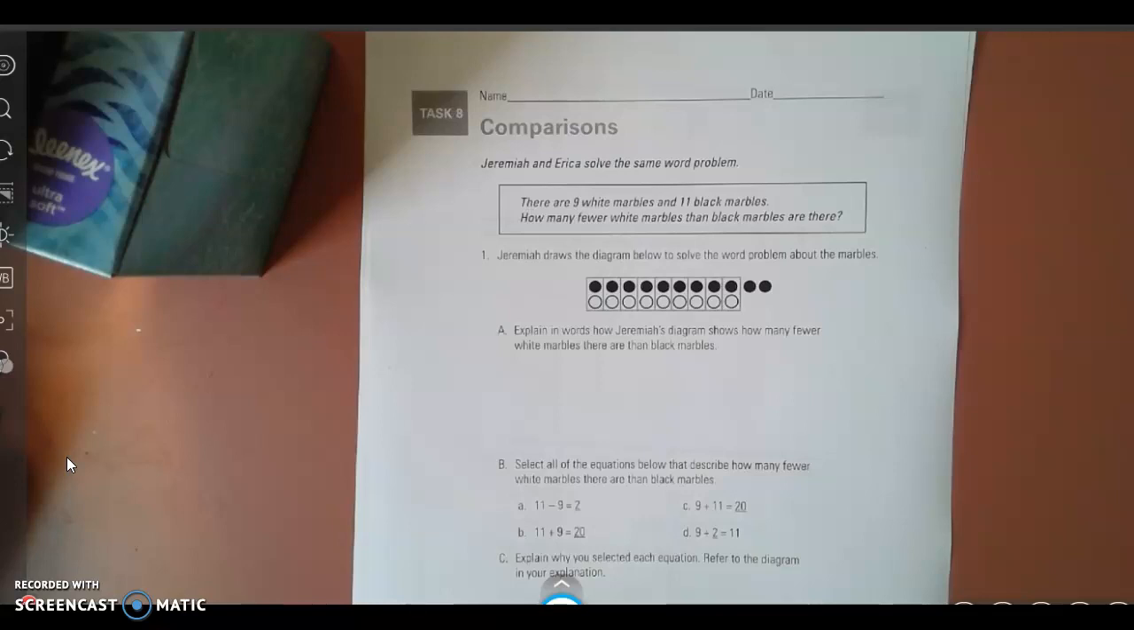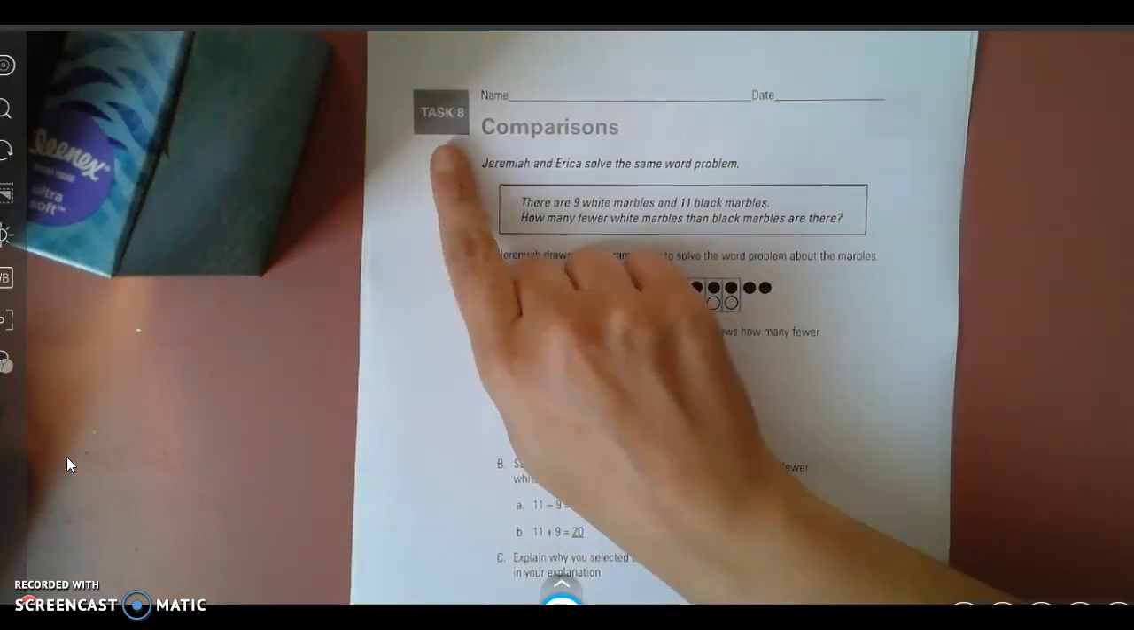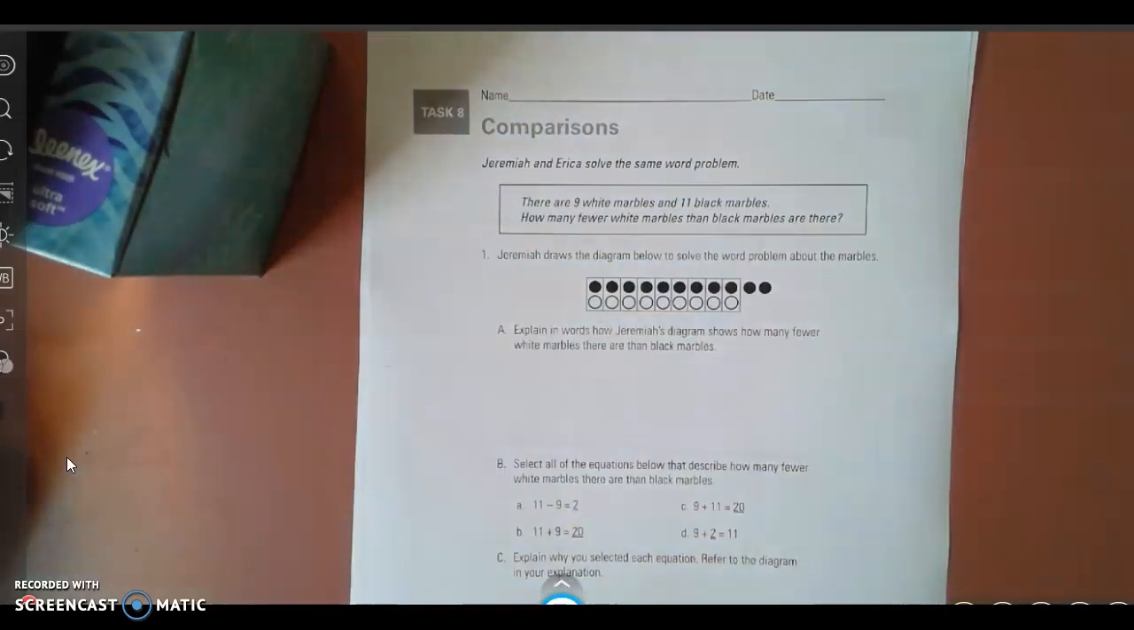And so today you need this paper with you. This is task number 8, comparisons, and we're going to talk through it a little bit. I'm going to give you some time to work on it, and then we'll come back together and I'll explain more about what my thinking is. So let's read it together first.